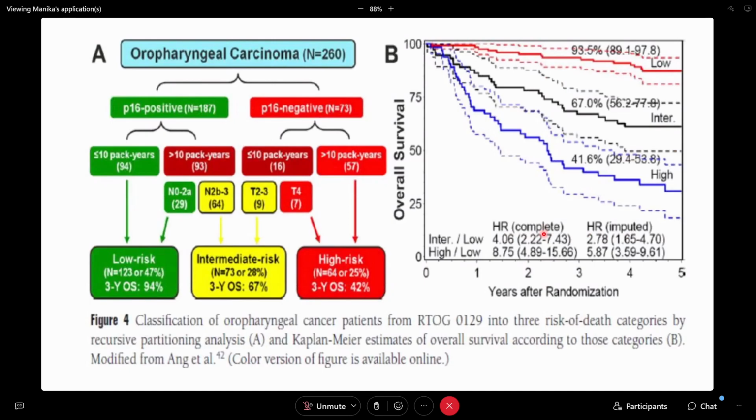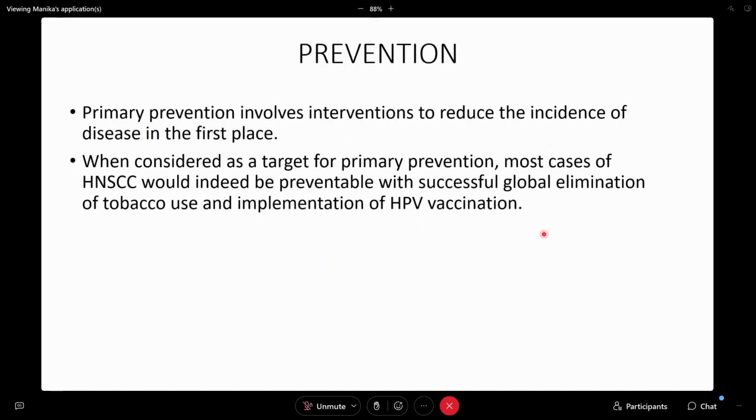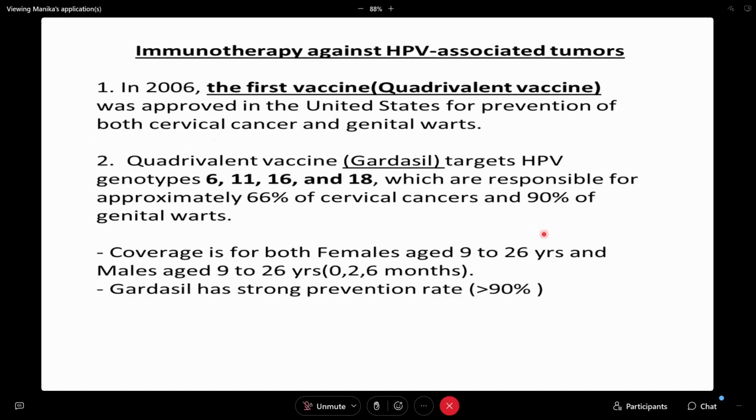Then coming to the prevention part for the HPV. Primary prevention involves interventions to reduce the incidence of disease in the first place. When it is considered as a target for primary prevention, most cases of HNSCC would indeed be preventable with successful global elimination of tobacco use and implementation of the HPV vaccine. Immunotherapy against HPV-associated tumors: in 2006, the first vaccine, the quadrivalent vaccine, was approved in the US for the prevention of both cervical cancer and genital warts.